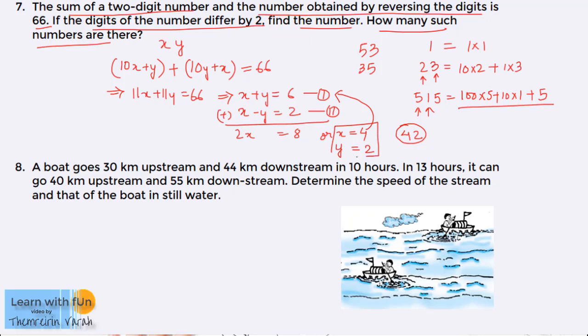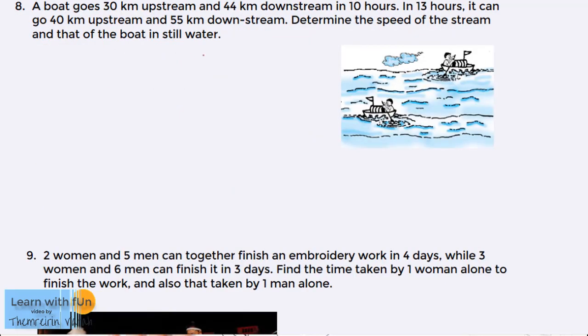So distinct values of x and y. How many such numbers are there? There is only one number which is 42. Now another interesting question.